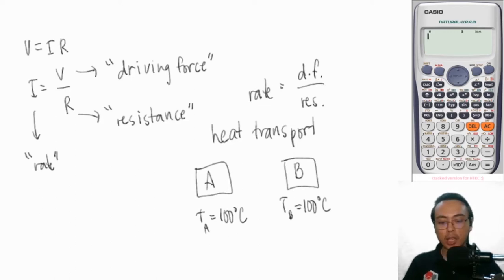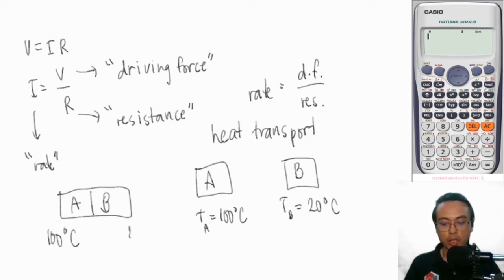Okay? But if one of them has a different temperature from the other, let's say, for example, that body B is now 20 degrees Celsius. If you place them together, wherein body A is 100 degrees Celsius and body B is 20 degrees Celsius, you expect that the energy would transfer from the body of high temperature to the body of low temperature. So we say that this is the general direction of the transfer of heat.